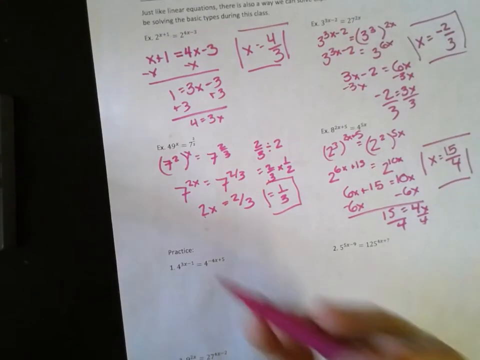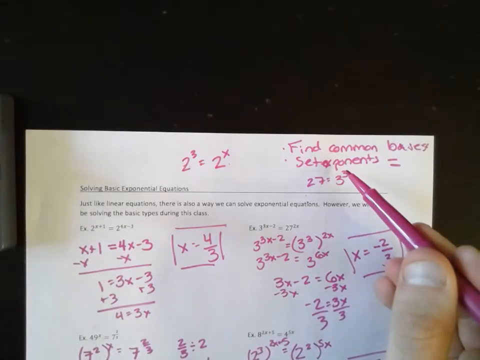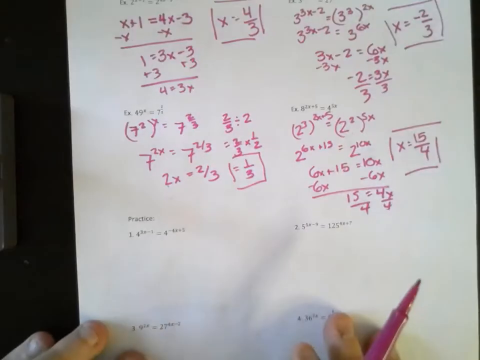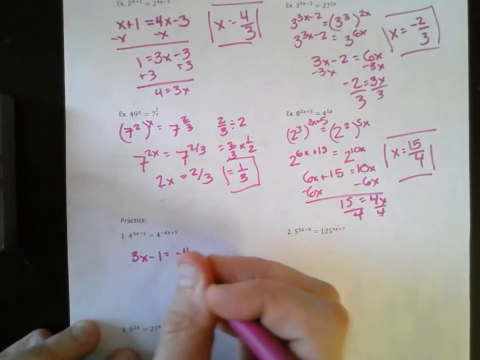Number 1, both bases are the same. So, once both bases are the same, I'm going to set the exponents equal. So, the exponents are going to be 3x minus 1 equals negative 4x plus 5.